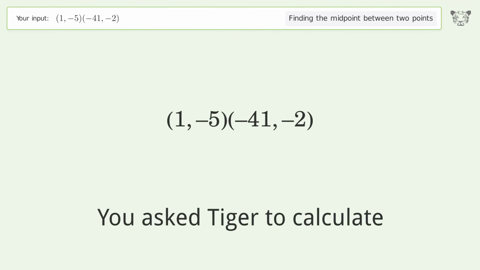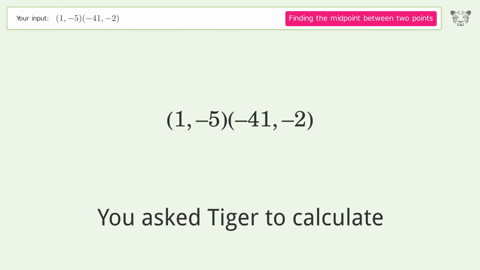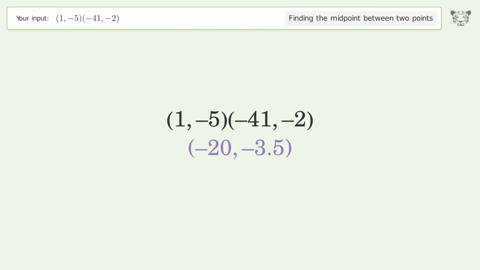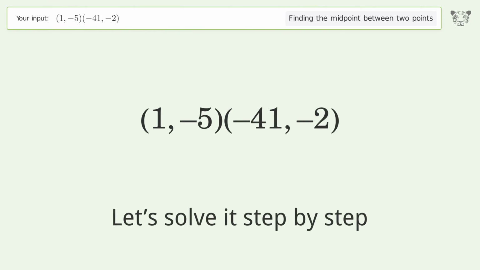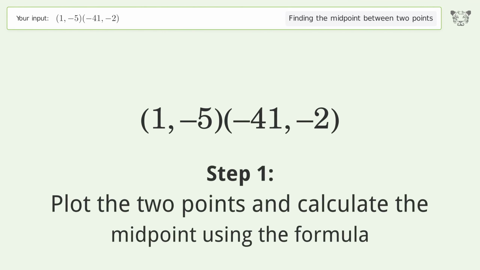You ask Tiger to calculate. This deals with finding the midpoint between 2 points. The midpoint between the 2 points is -20, -3.5. Let's solve it step by step. Plot the 2 points and calculate the midpoint using the formula.